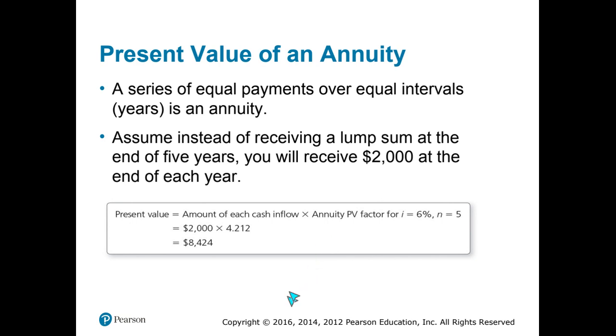To calculate this, we take the amount of each cash inflow. They tell us that we're receiving $2,000 at the end of every year, so annually, $2,000. We take 2,000 times this factor that we found in our book, and that gives us $8,424. That's the present value of the annuity.